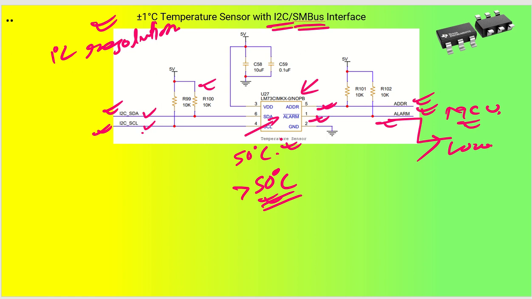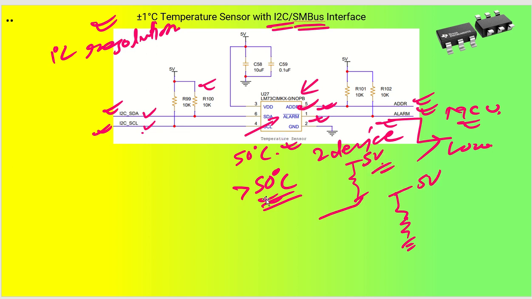If you want to use two of the same devices, then definitely you have to put one of them as high and one of them as low. Okay. So this one will be grounded and the other will be high. This is how you will be able to distinguish between these two devices. So this is how we connect a temperature sensor with I2C interface capabilities to the microcontroller.